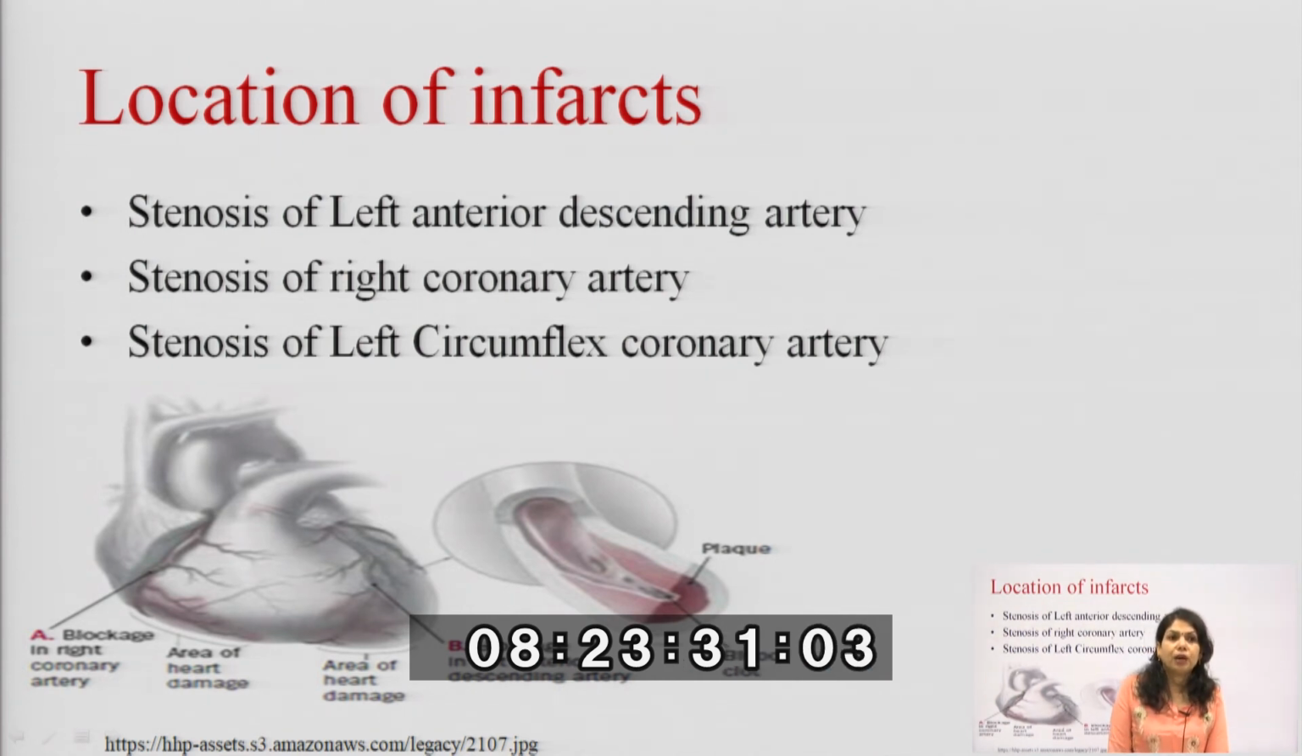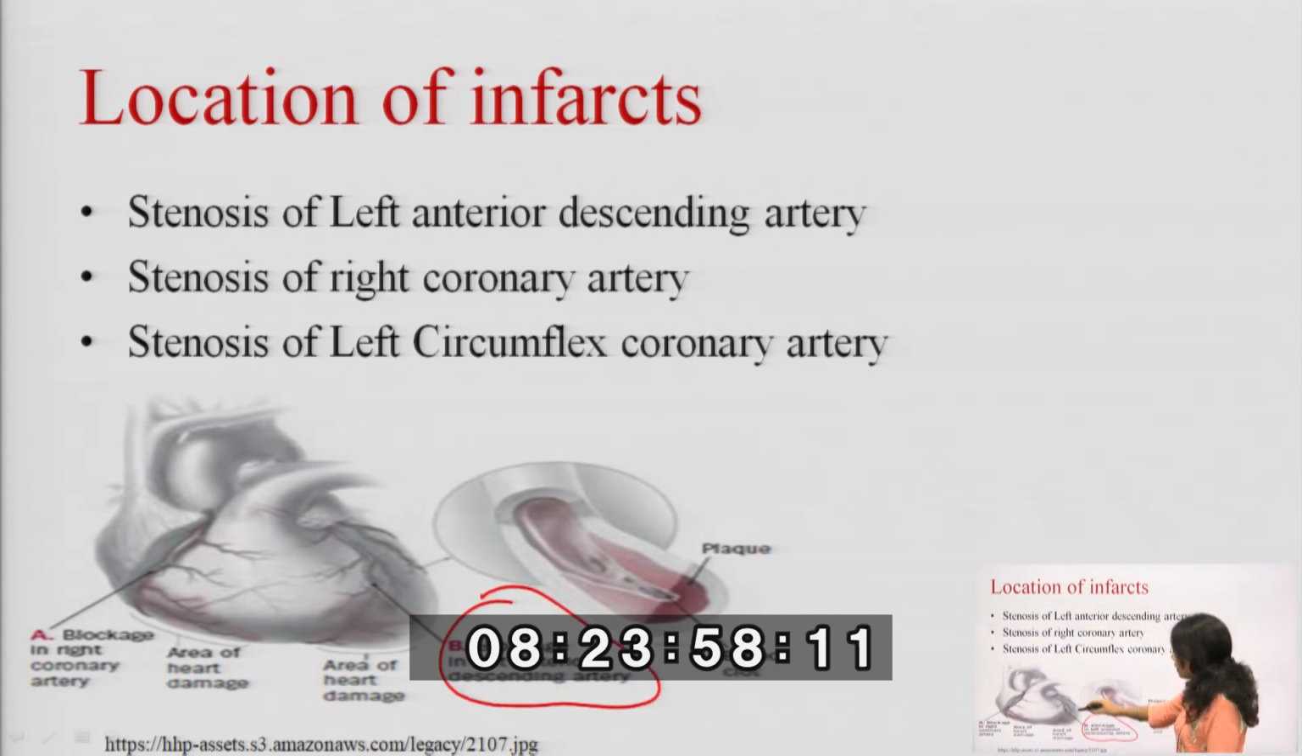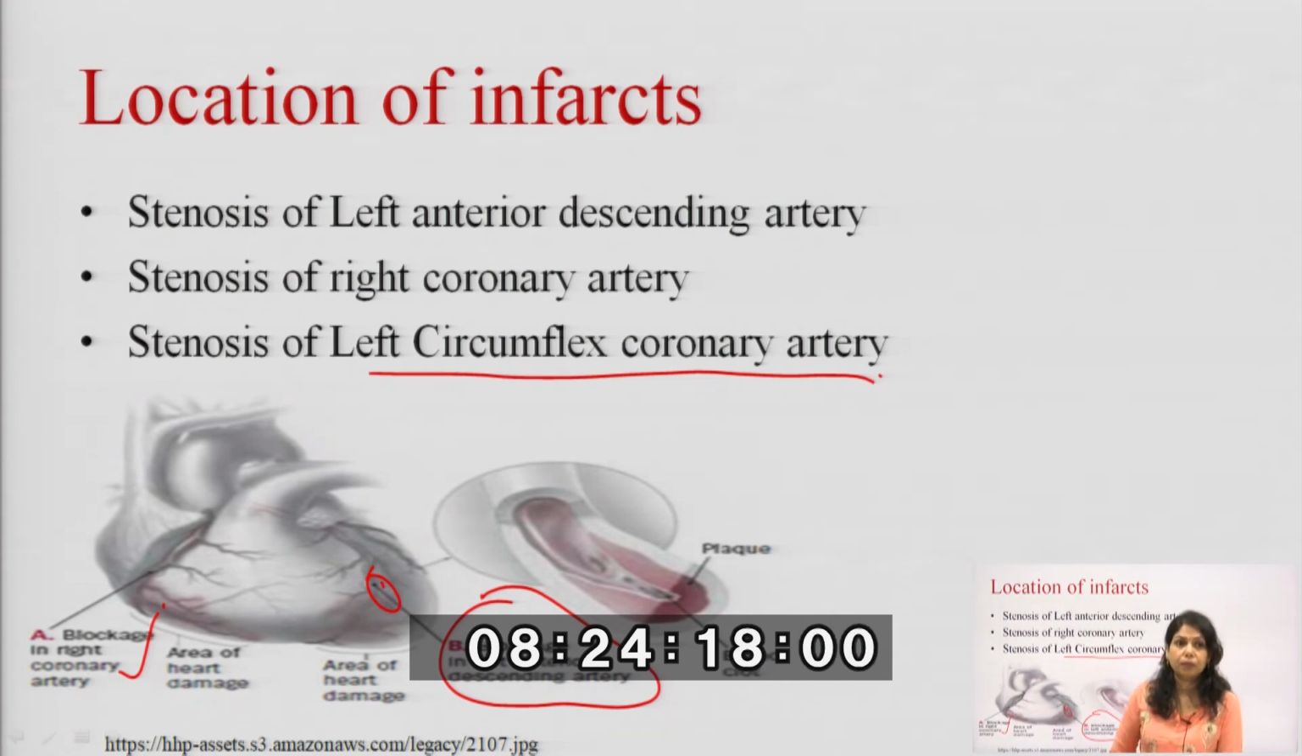Now, location of infarcts: stenosis of the left anterior descending artery, stenosis of the right coronary artery. Stenosis means narrowing of the artery. Here they are showing the stenosis of the left anterior descending artery. You can easily see the blockage at this location. Here the blockage is shown in the right portion. Or there is a stenosis in the left circumflex coronary artery, the artery which is surrounding. So, depending upon the location of the infarcts, the patient may suffer from different types of infarction.